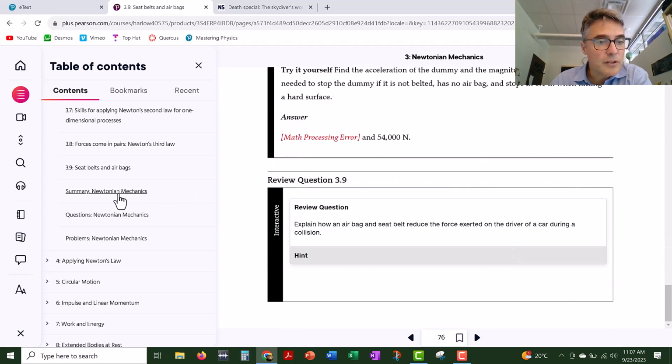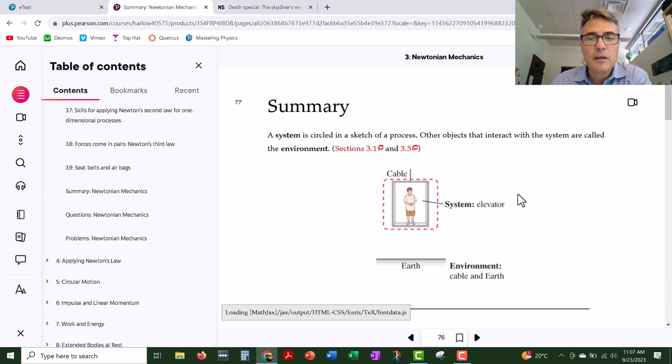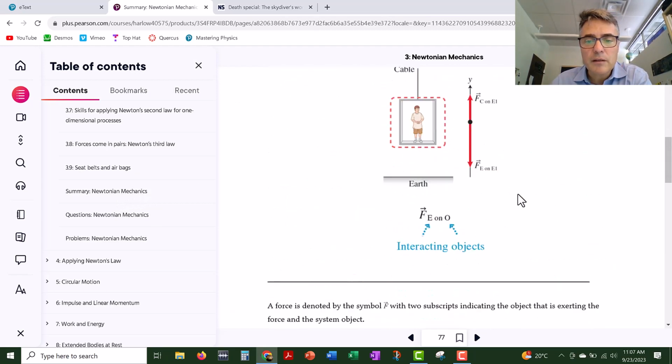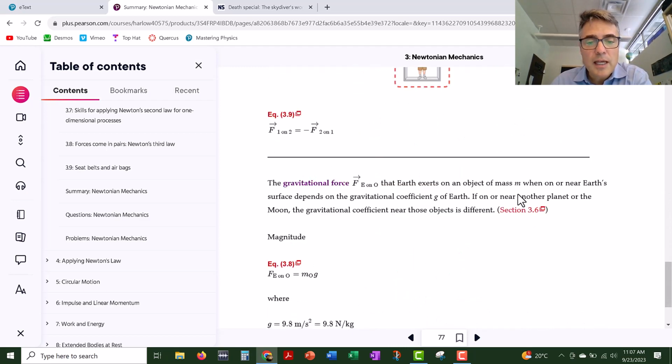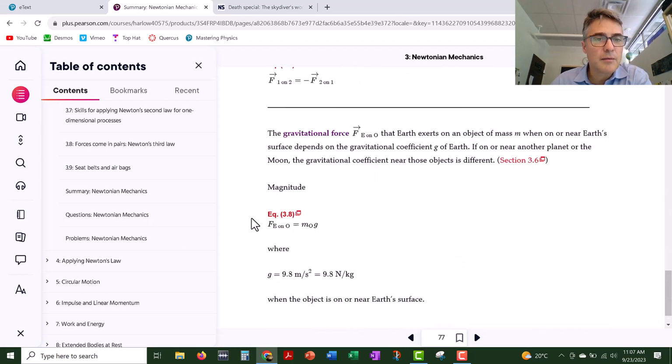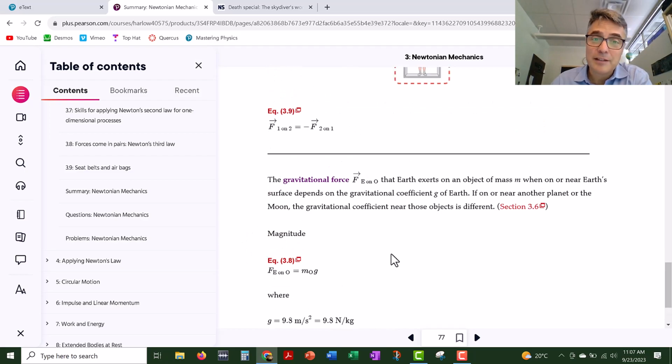And then there's a nice little summary showing the main ideas and equations in this chapter, the Newton's 3 laws, and there's questions and problems, and that's it for the reading overview for today.